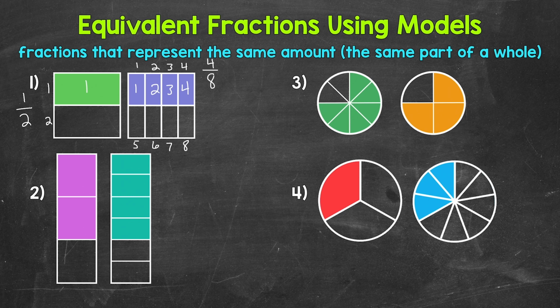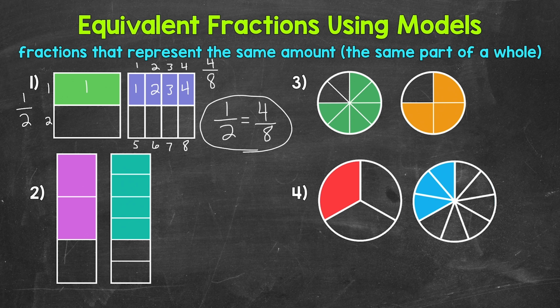Now, going back to what we talked about earlier, we can see that the same amount of each square has been shaded in, the same part of the whole square. So 1/2 and 4/8 are equivalent fractions. And we can write that out by putting an equal sign in between the fractions.